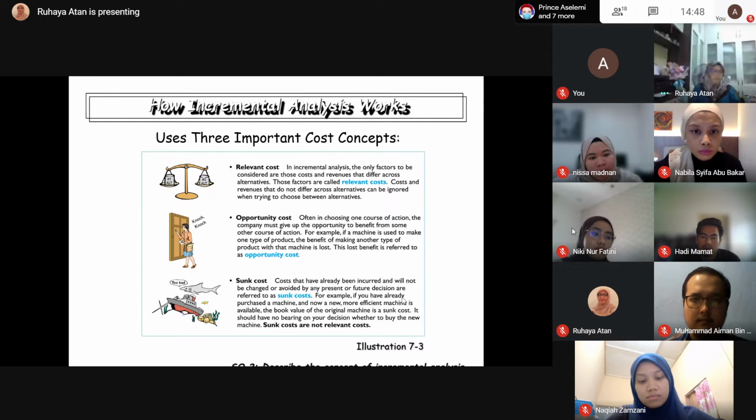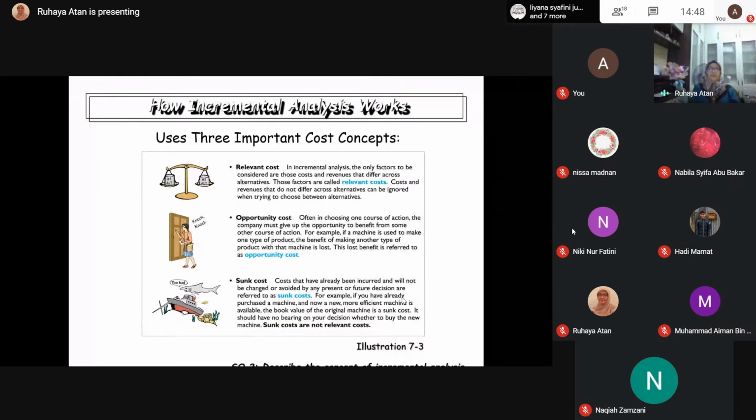The only factors to be considered are those costs and revenues that differ. If there is any change in this cost or revenue, this is relevant. Cost and revenue that do not differ across alternatives can be ignored. So if they are not relevant costs, you ignore them in the analysis.